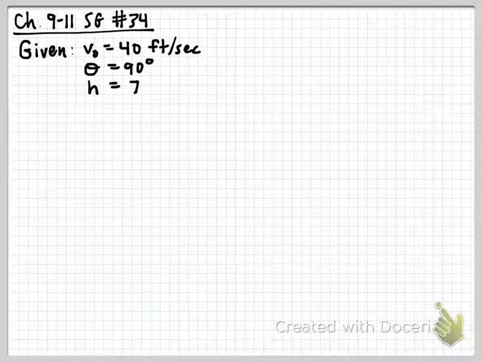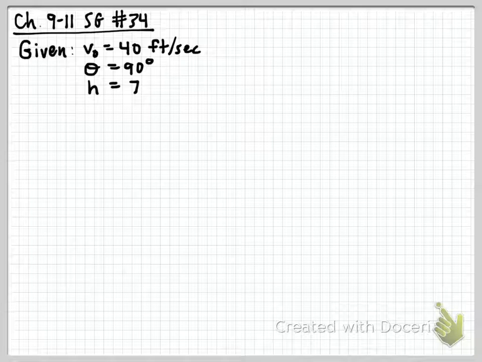As you can see, study guide problem number 34, we're given the information that this person is throwing a ball straight up into the air with a velocity of 40 feet per second, and straight up in the air means the angle is 90 degrees, from a height of 7 feet.